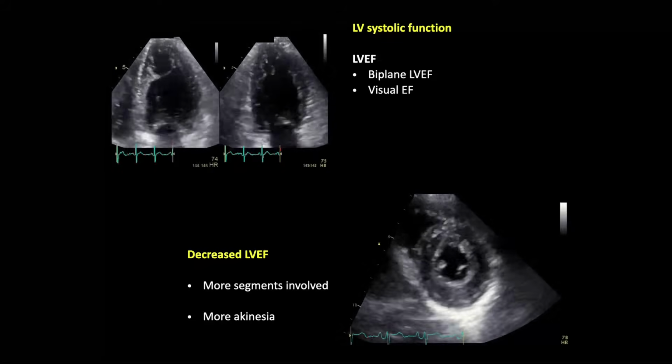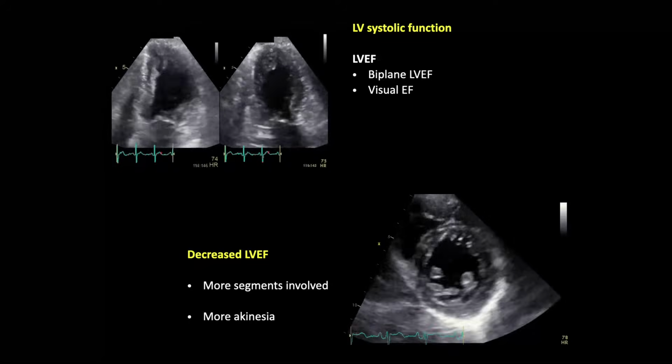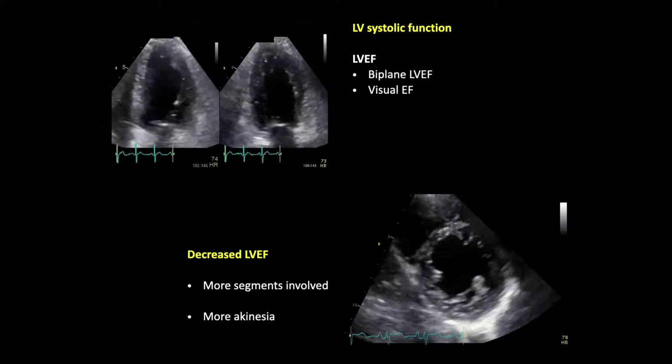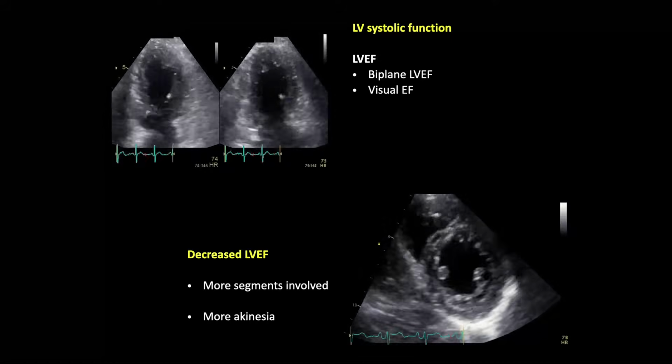Visually estimating EF, I know that a lot of you still do it and continue to do it, but try and avoid it as much as possible, especially when it is in the borderline area. Do the biplane EF, and that is the correct way of doing it.